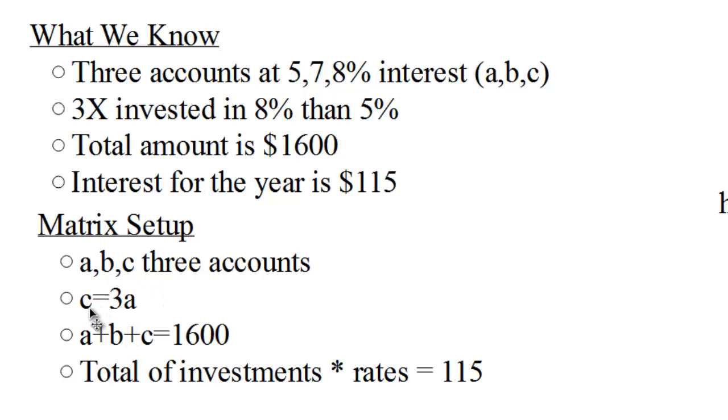We know A, B, and C are the 3 accounts. We know that C is equal to 3A. So if C equals 3A, that means that if we move the C to the other side, 3A minus C is equal to 0, and that's going to be another equation. It's probably the trickiest of the 3. And we know that their total must be 1,600: A plus B plus C. And we know the totals of the investments times their individual rates of return has to equal 115 for 1 year.